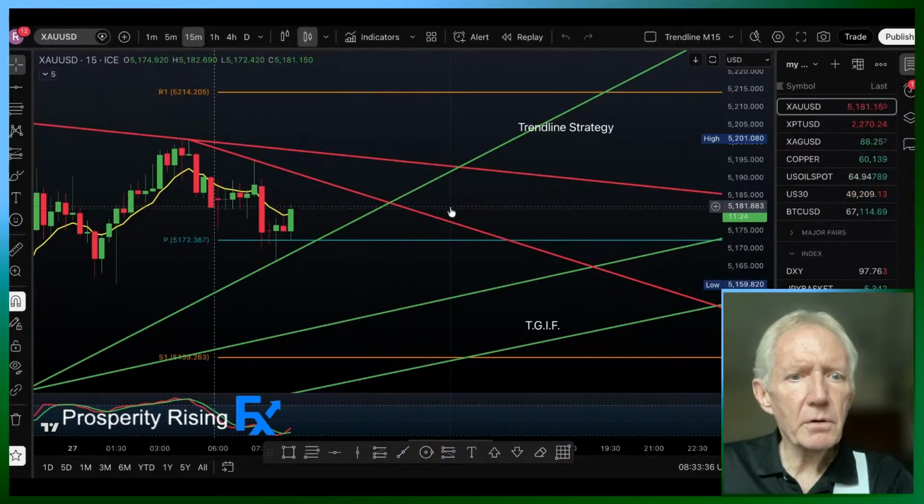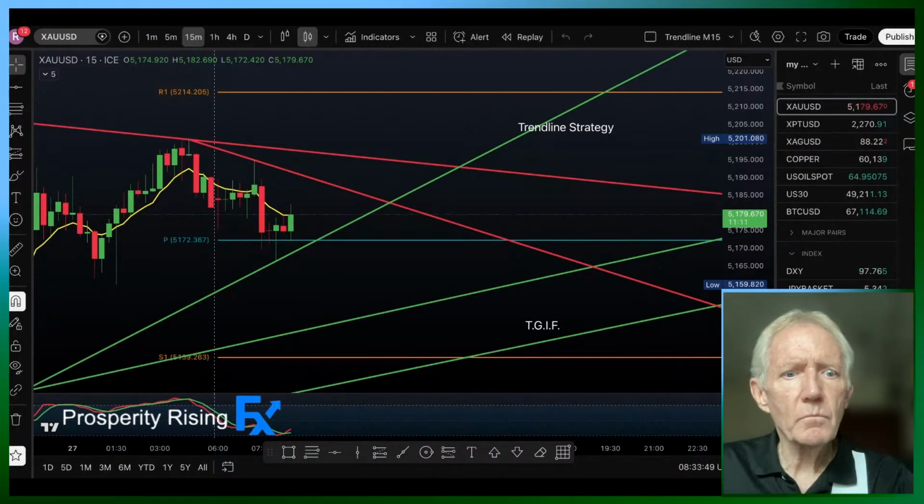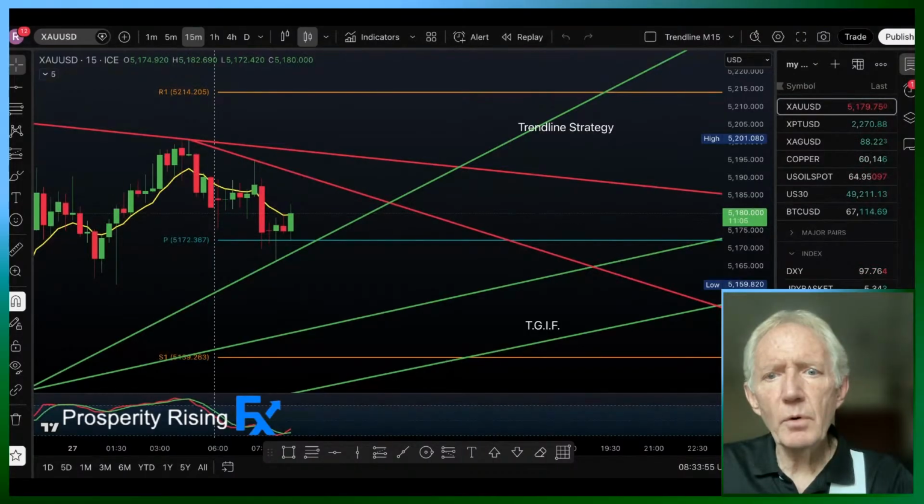If you're a scalper and you go to the 1 minute chart, you can get a couple of good trades in here. A pretty good momentum candle there. Now it's pulling back.